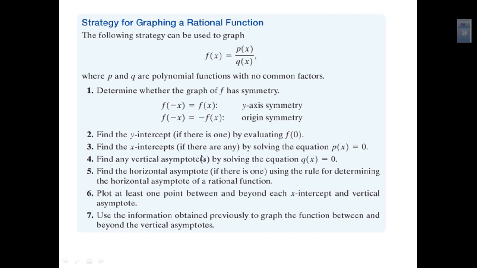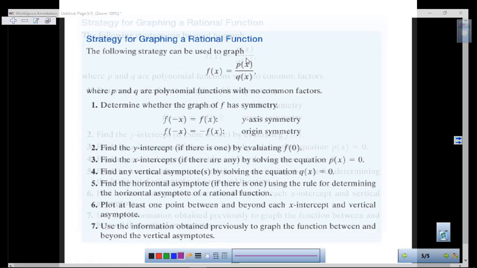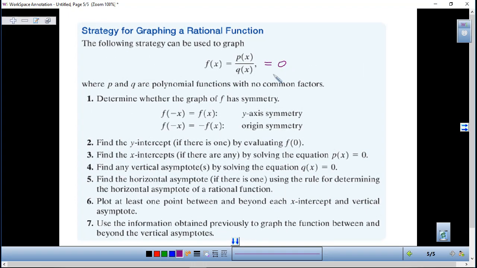Number 3, you're going to find the x-intercepts, if there are any, by solving the equation p of x equals 0. P of x, notice, is the top. So when you're looking for x-intercepts, you're looking for where the function equals 0. Well, when's the function going to equal 0? Remember, if the bottom's 0, it's undefined. The only time that this thing right here is going to be equal to 0 is if the top is equal to 0 and the bottom's not. So that's where we do the p of x equals 0 and solve it, and that's going to give you any x-intercepts that you might have. There may not be any.